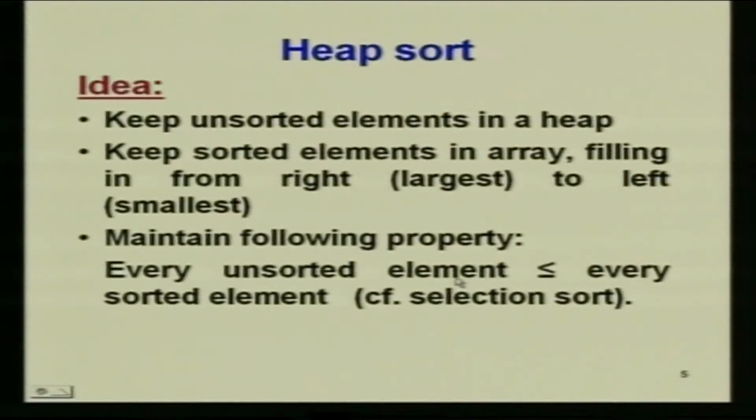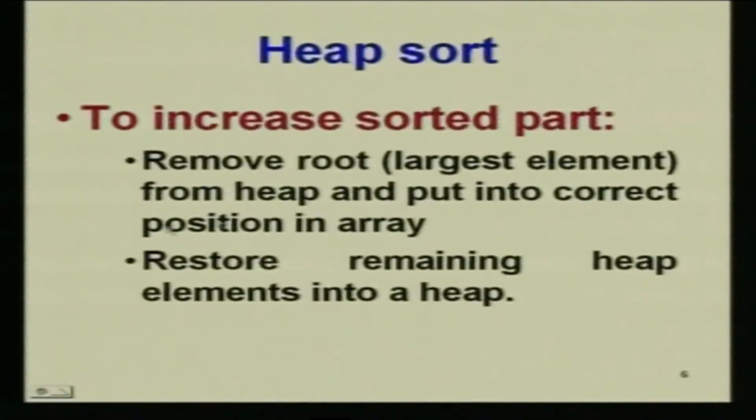Again to repeat, the idea is to keep the unsorted elements in a heap, keep sorted elements in an array, filling it from right to left, and maintain the following property: every unsorted element is less than or equal to every sorted element. This is the selection sort. This is the idea behind the heap sort. To increase the sorted part, remove the root, the largest element, from the heap and put it into the correct position in the array, and restore the remaining elements into a heap. So, this is the idea.